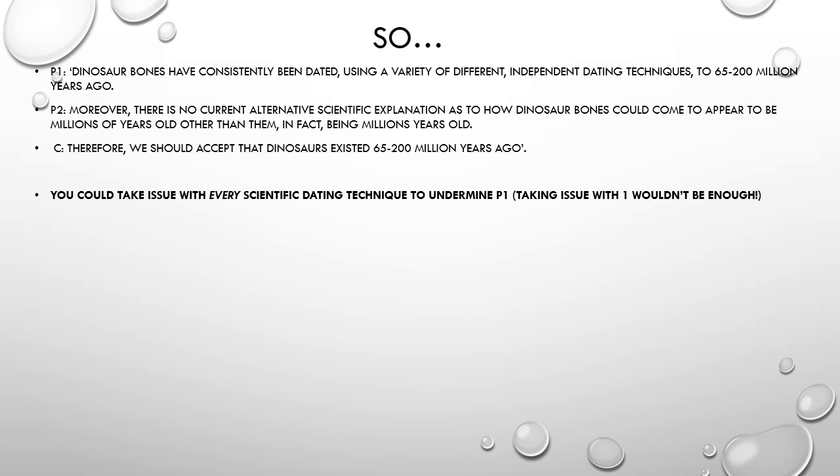So you could take issue with all those dating techniques. You could look at them and say, yeah, but this one's got a problem, and that one's got a problem, and that one's got a problem, and therefore they're all not accurate enough to make that type of claim. You couldn't just take issue with one. You'd have to take issue with all of them, okay, which of course would be extremely difficult.